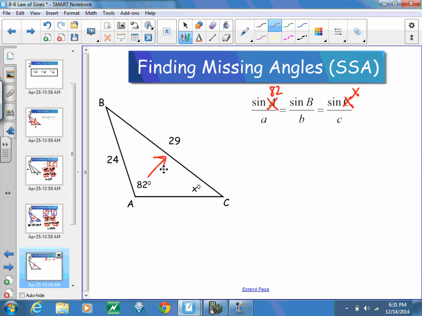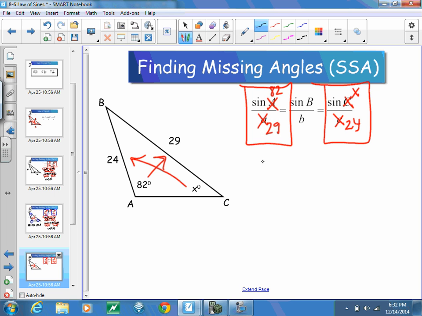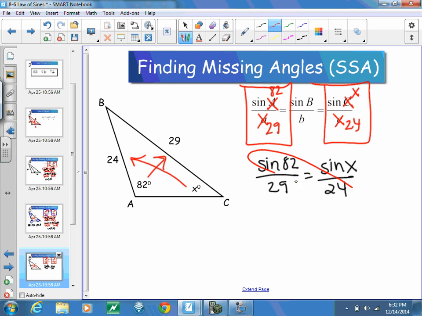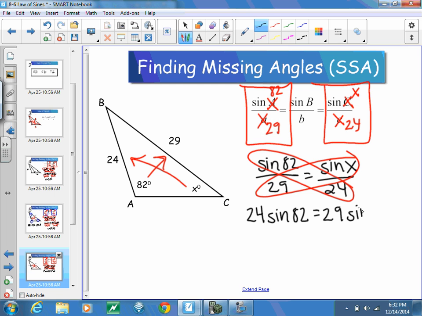We know that the side opposite of angle A is 29, so that means little a is 29. And the side opposite of angle C is going to be 24, so little c is 24. So here I have my two ratios that we can set up our proportion. The sine of 82 over 29 is equal to the sine of x over 24. Since we have a proportion, we're still going to cross multiply to get rid of our fractions. 24 times the sine of 82 is equal to 29 times the sine of x.